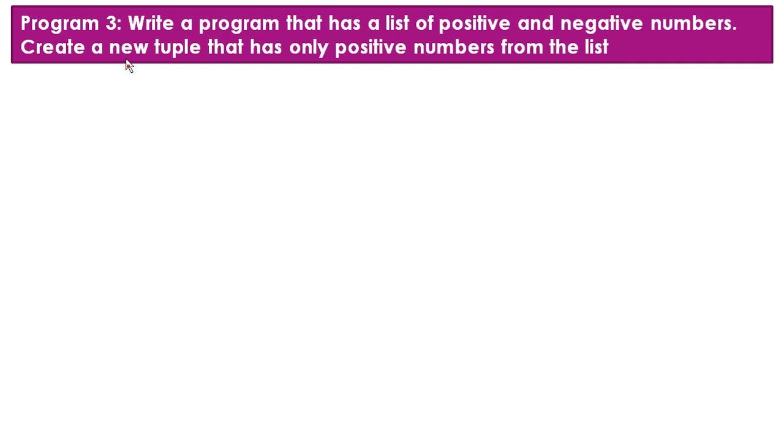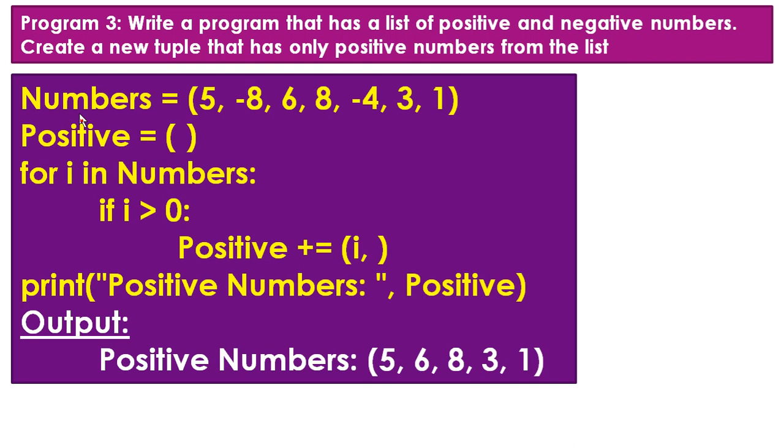And another program 3, write a program that has a list of positive and negative numbers. Create a new tuple that has only positive numbers from the list. Here we are using two tuples, numbers and positive. In numbers tuple, we are having the elements positive numbers and negative numbers also. The program is removing negative numbers from this tuple. We are going to remove the negative numbers from the numbers tuple.